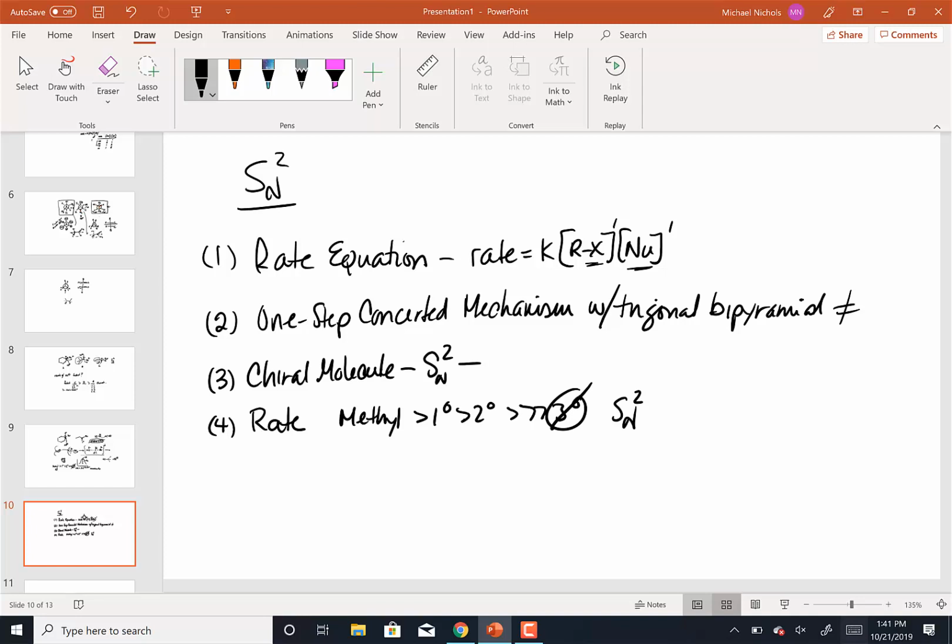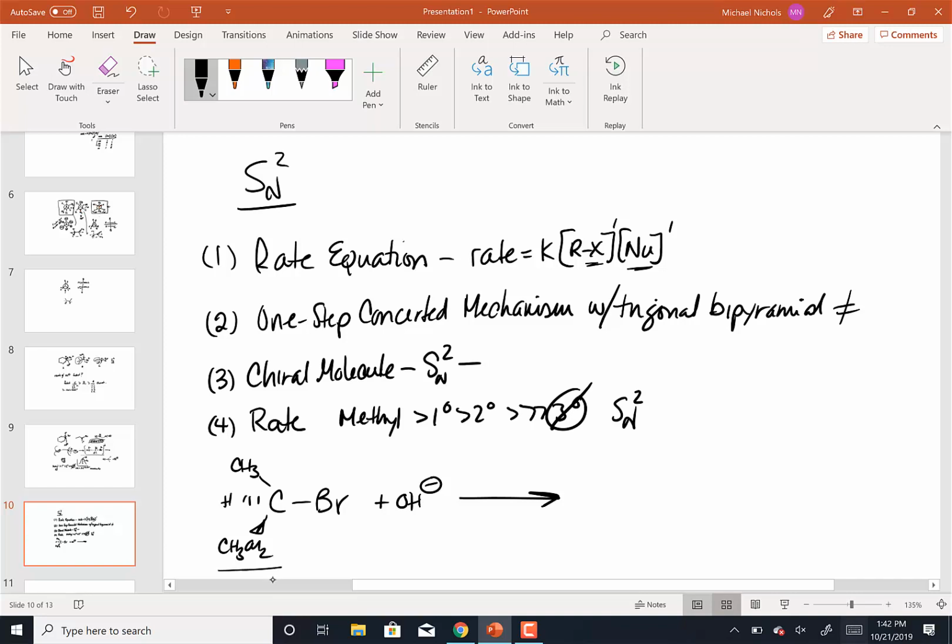Now, what about a chiral halide? If I started with a chiral halide that had something like a CH3, an H, and then an ethyl group, and I reacted this with hydroxide, I have two questions. Well, really, I just have one question, but we'll break it up into two. If I start with just this enantiomer, the molecule in solution is chiral.